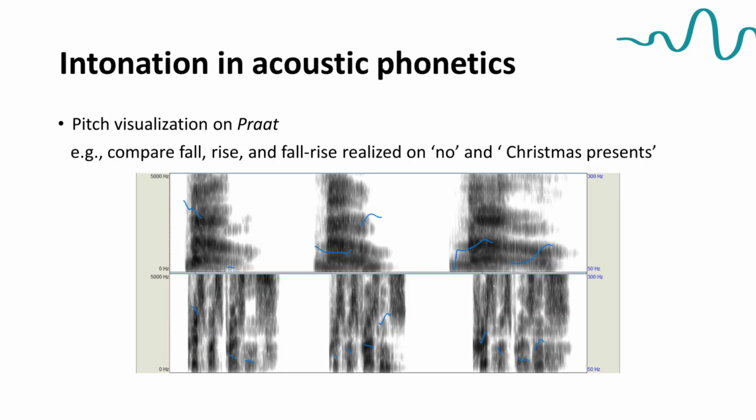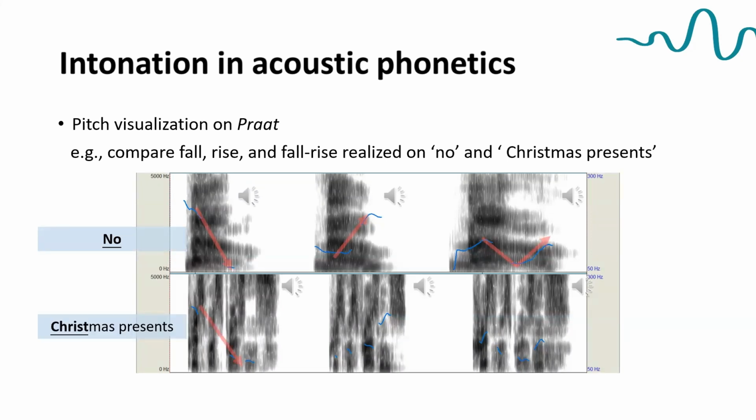Now, let's observe the pitch contours of the word no and the phrase Christmas presents with 3 tones together. It is clear that the contours of each tone show a similar trend regardless of the number of syllables in the nucleus.